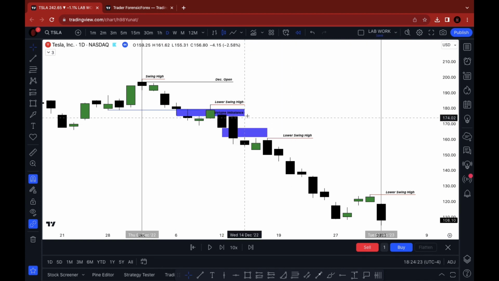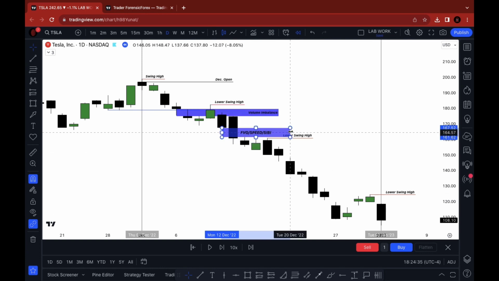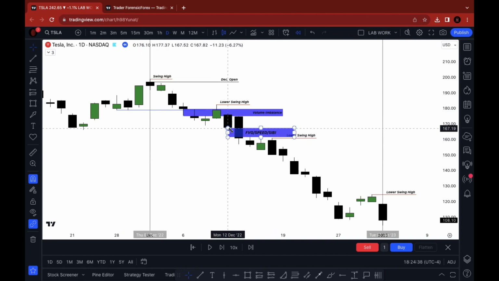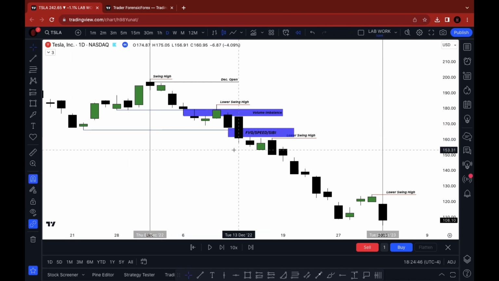I'll make it as small as possible to see. And then this is a fair value gap, or what I would call speed, or what ICT would also call a SIBI. And we can see from that candle's low to this candle's high, what does it do as well? It runs through a swing low. So another shift here. More insight, showing you that price action wants to go lower.